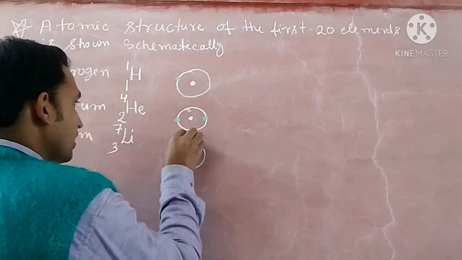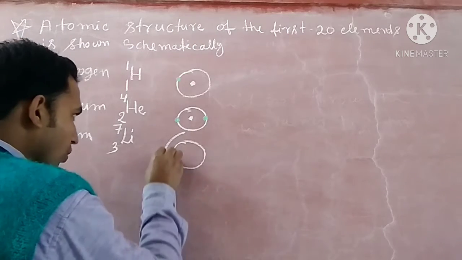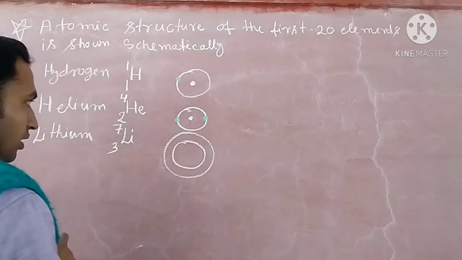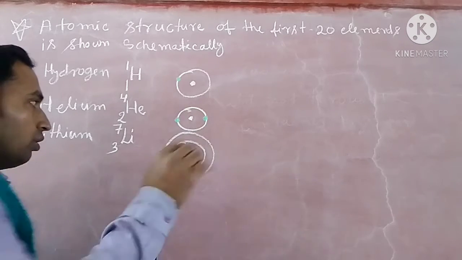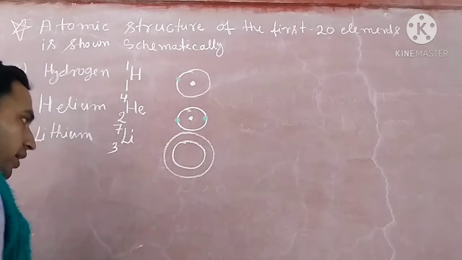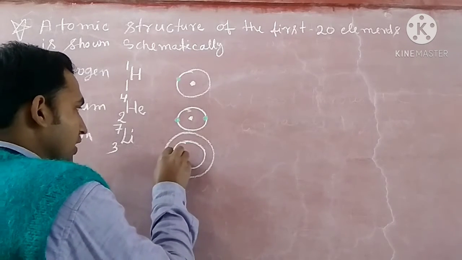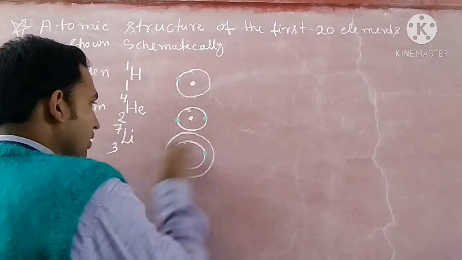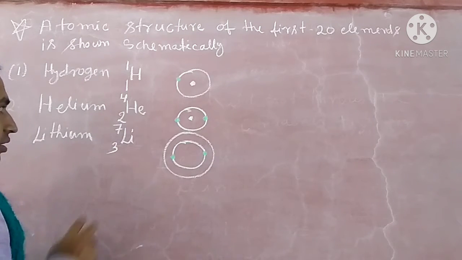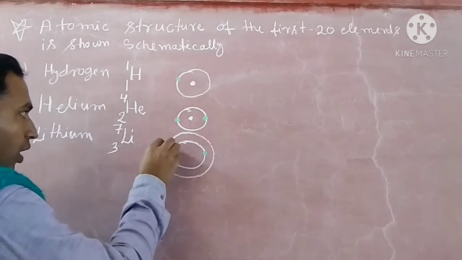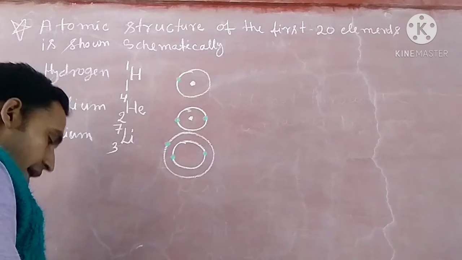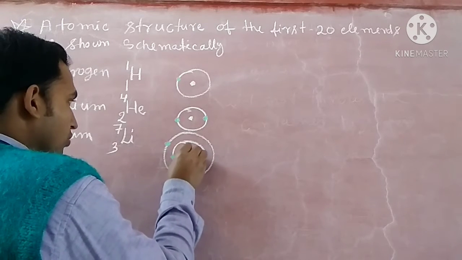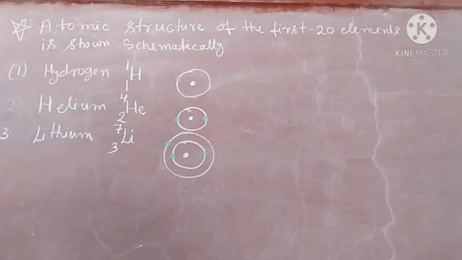This is the first cell and this one is the second cell. The first cell has a maximum of 2 electrons, so you put 2 electrons in the first cell. And in the second cell, the number of remaining electrons is 1, so you put 1 electron. And this is known as the nucleus of the atom.